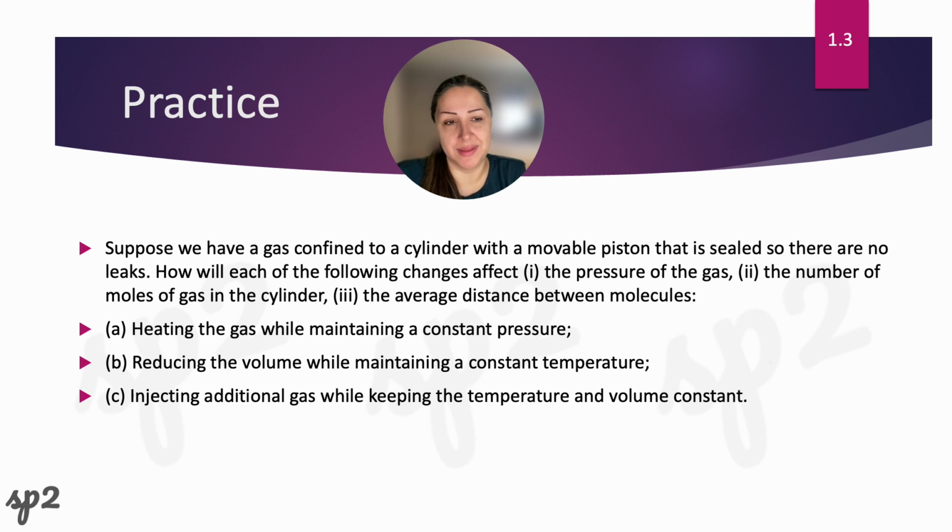Okay, so here's the practice. It's quite long, right? Suppose we have a gas confined in a cylinder with a movable piston that is sealed, so we know that there's no leaking of the gas. Now, how will each of the following changes affect these three items: the pressure, the number of moles of the gas, as well as the average distance between the molecules? I have three cases. On the next few slides, we're going to have one of these at a time, starting with A on the next page.